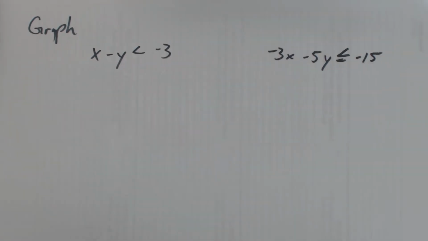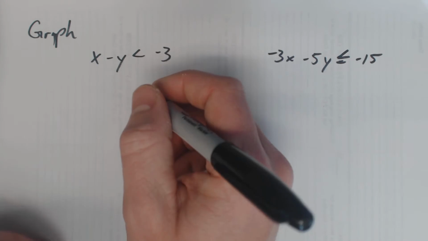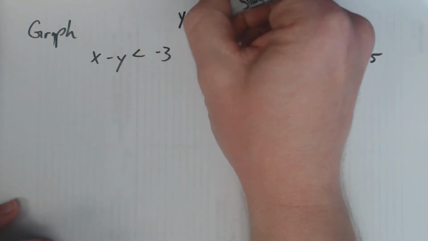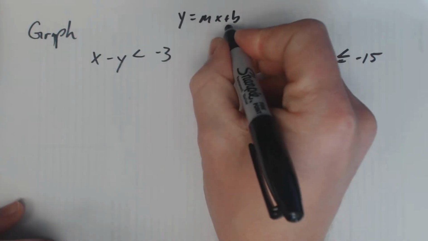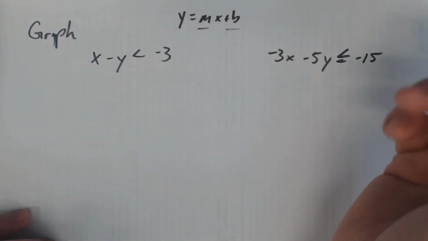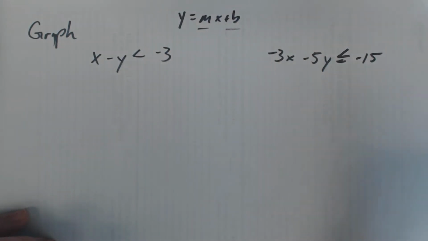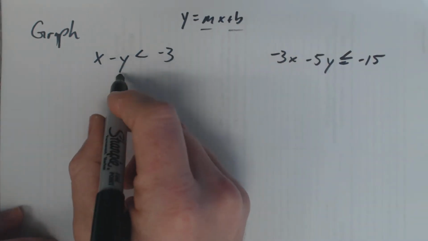Graph these inequalities. So let's graph these inequalities. First off, when I graph something, I want to solve for y. Remember this, y equals mx plus b. That way I can graph this guy real quick. Use the slope to get to the next point. So I'll solve for y here.